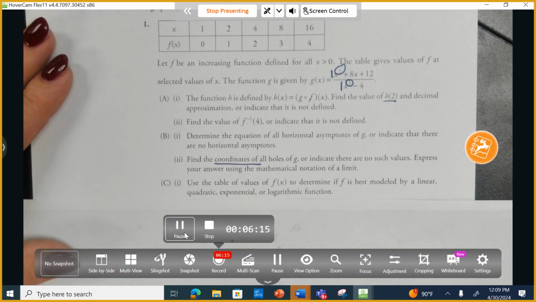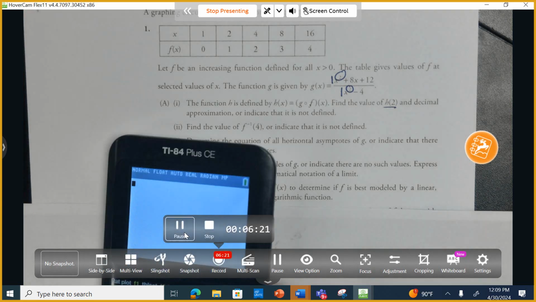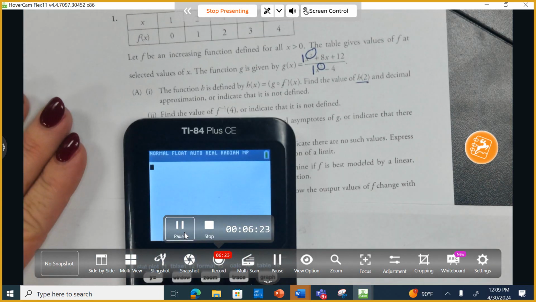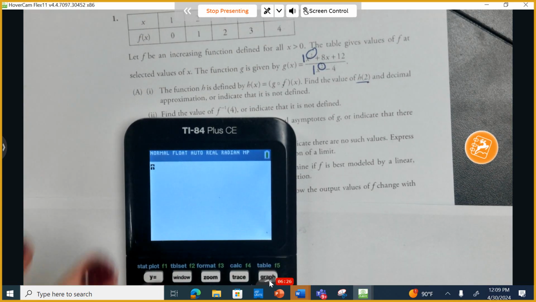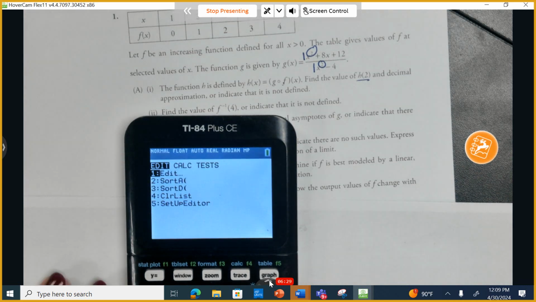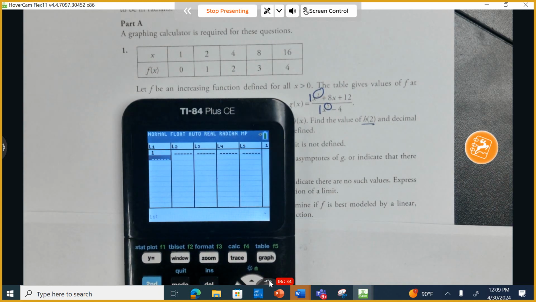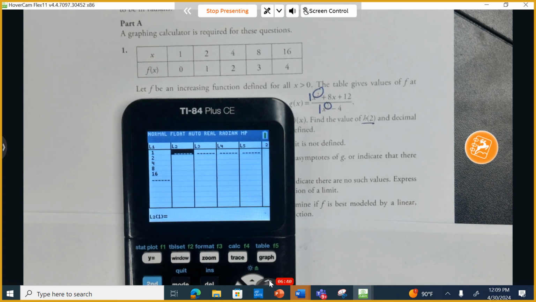In the first part of C, it wants us to use this table and then decide, is it linear, quadratic, exponential, or logarithmic? So let's go to your calculator. Let's clear this. Second plus 712, and let's go to stat. Now I'm going to plug in exactly what I see here. So my x values are 1, 2, 4, 8, and 16, and then the corresponding y values or output values.